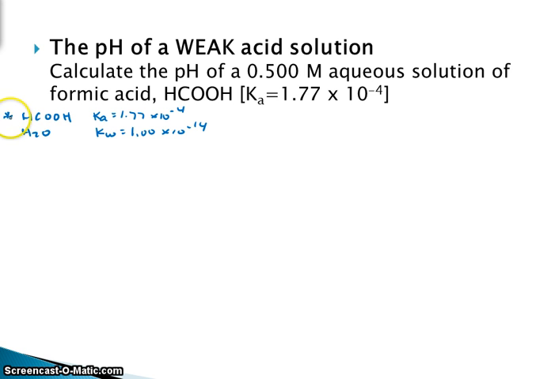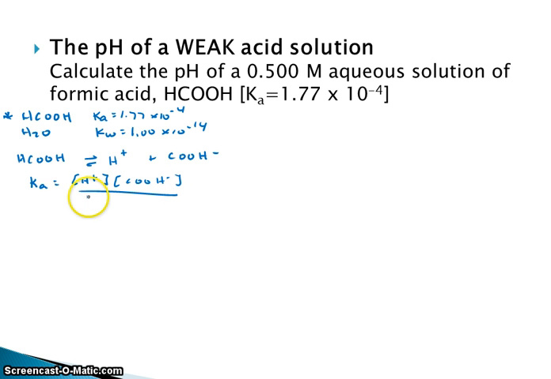And that's for our formic acid. So we've got formic acid ionizing into hydrogen ions and formate ions. So our Ka will be the concentration of hydrogen ions at equilibrium times the concentration of formate ions at equilibrium over the concentration of formic acid at equilibrium.